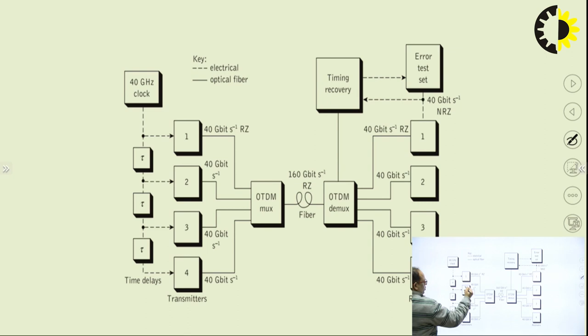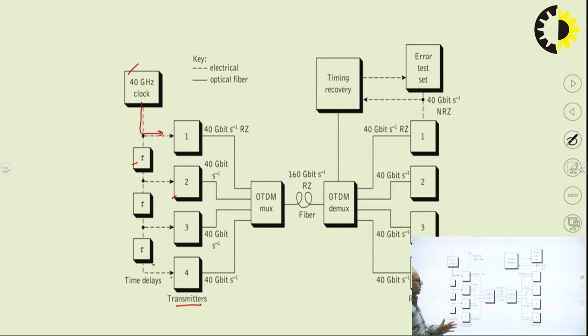1, 2, 3, 4, these are the transmitters. And all these transmitters are provided with a clock frequency of 40 gigahertz, and some delay is provided to this one and this one. These are the delays provided to the transmitters.